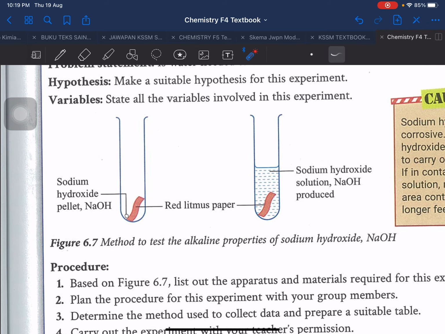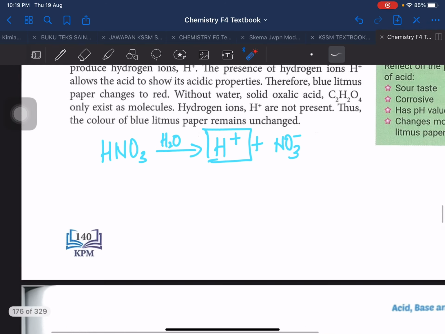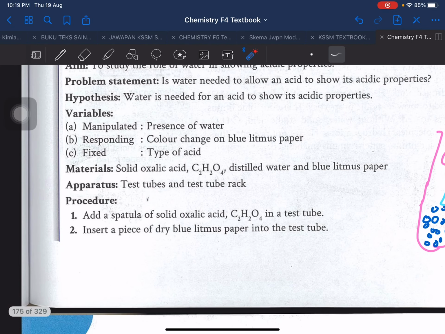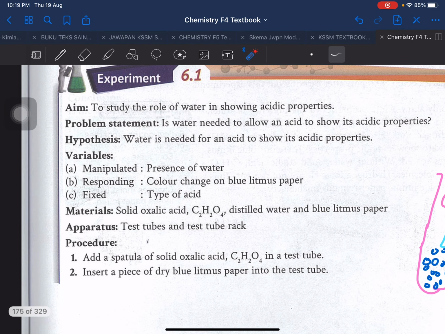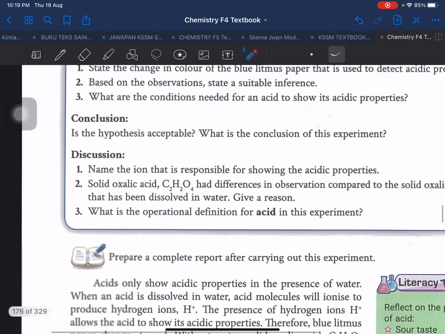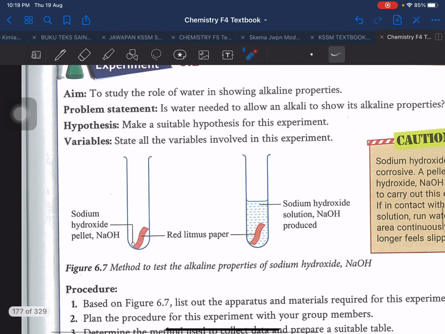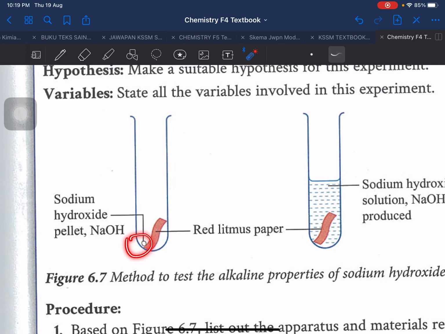Okay? Dia punya bahan dan radas, materials and apparatus. Apparatus is we still use test tubes and we still use test tube rack lah. Materials. Ini kalau acid, tapi kalau alkaline, look at the picture just now. It uses natrium hydroxide, sodium hydroxide pellet. Okay, pellet tu macam keadaan macam solid lah, macam ubat. Pellet lah. Okay.